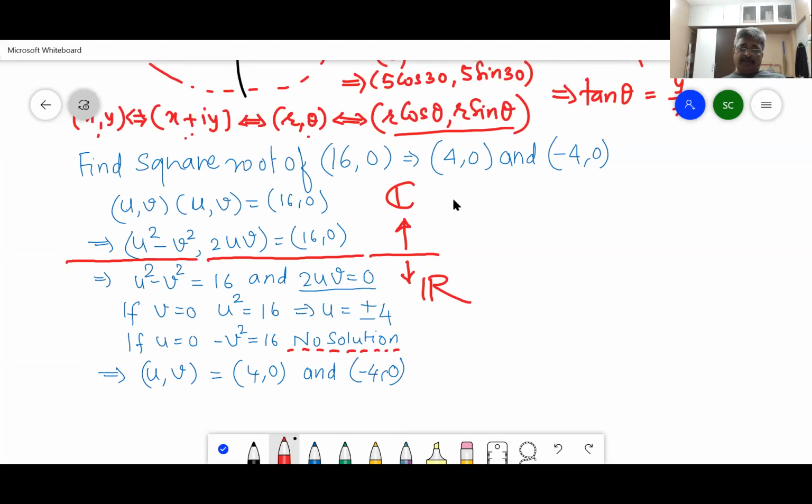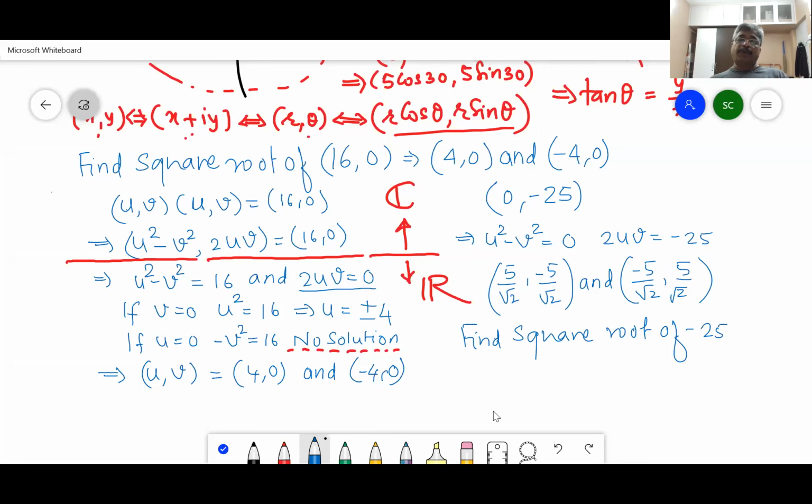So I have explained the solution to you. Now I want you to solve one. Find the square root of 0 comma minus 25. I wait for your answer. Okay, this is the solution. 5 upon root 2, comma minus 5 upon root 2 and minus 5 upon root 2, comma 5 upon root 2. These are the square roots of 0, comma minus 25.